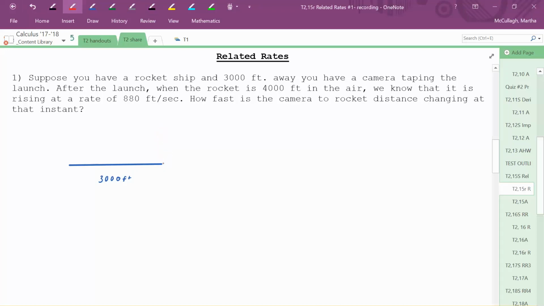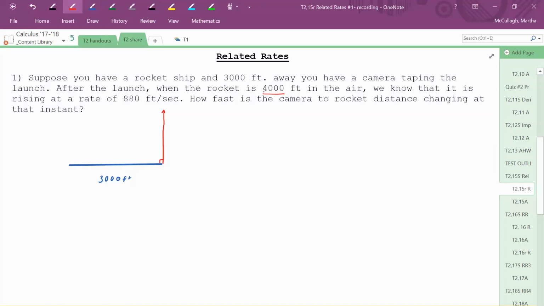It's a reasonable assumption that that rocket's going to be going straight up, and we can say that that's a right angle. We don't know that it's a right angle, but it is a reasonable assumption for a model. At some point in time, that rocket's going to be 4,000 feet in the air, but it doesn't stay 4,000 feet in the air. At the beginning of the problem, it's on the launch pad. And as it takes off, at some point in time, it's 4,000 feet in the air.